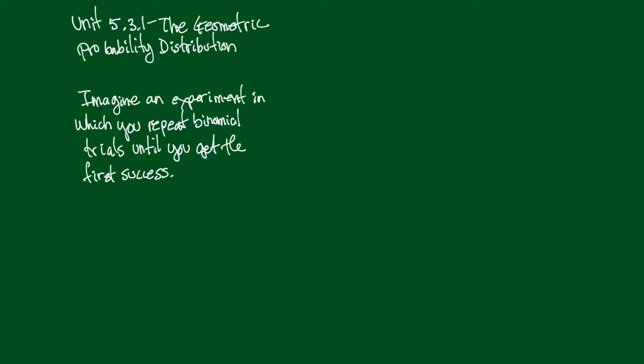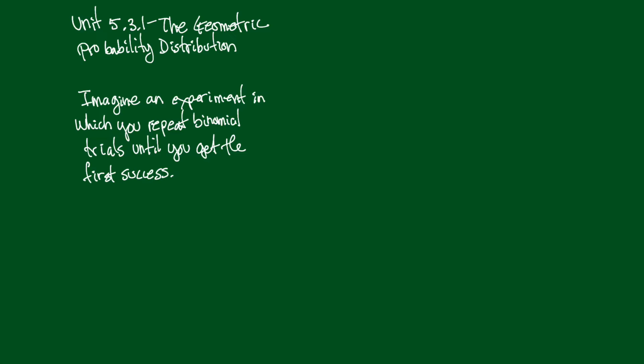And yet another interesting discrete probability distribution is this one. It's called the geometric probability distribution. And it's related to the binomial distribution in this way. Imagine you have an experiment in which you repeat binomial trials until you get a first success. That's the key here. You have these binomial trials.